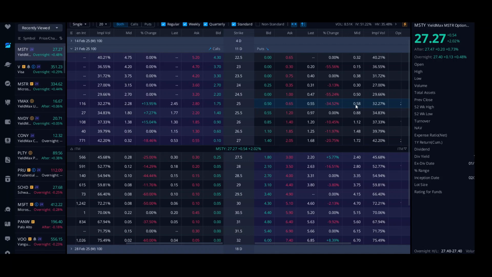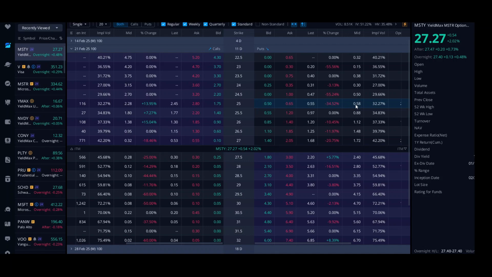Nobody is going to want to assign shares to me at 25 because they'll lose 50 cents a share. Why would they want to force me to buy shares at $25 when I can turn right around immediately and sell them for $25.50 and make 50 cents? So just to show you, it doesn't make sense.